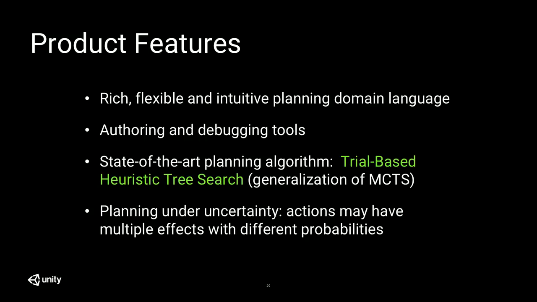And what we mean by planning under uncertainty is that sometimes your actions might have multiple different results, each with their own likelihood. Consider you have an attack action. Well, you don't necessarily always want to say that an attack succeeds. There may be some chance of failure. Maybe it misses or it gets blocked. And you might want to consider the risk involved in that uncertainty. And our system also handles that.